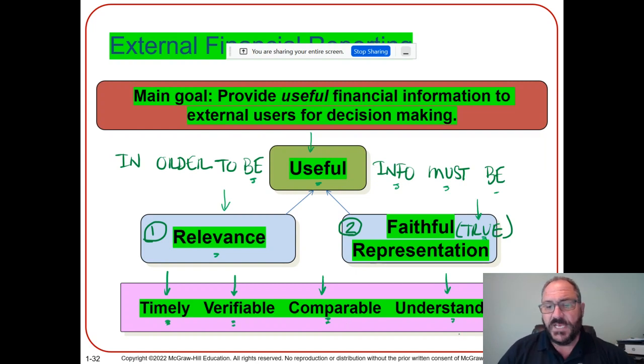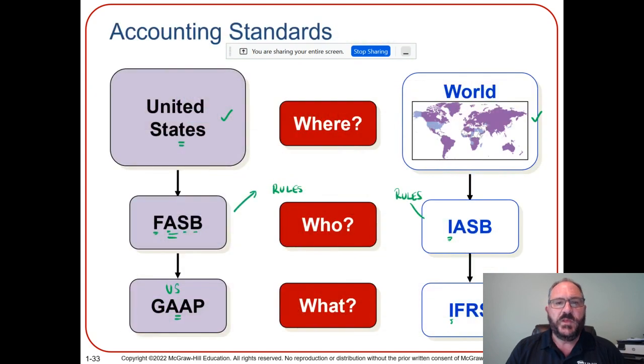And then the other idea is they have to be understandable. Usually in accounting, I'm also a fraud examiner. If you ever come across a transaction, you're like, why in the world would they do it that way? If you can't figure out why that is, chances are there's something up with that transaction, okay? All right, so there you go. That's the main goal, providing useful financial information, okay?